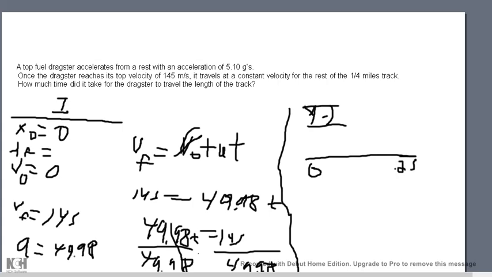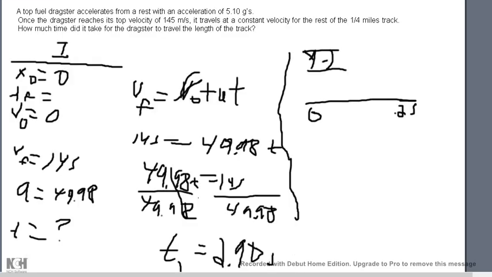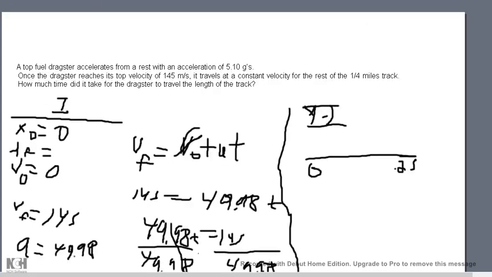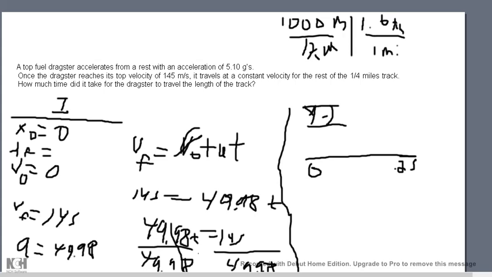Okay, now here comes the problem. We've got to convert 1/4 mile into kilometers, into meters. So watch how cool this is. Let me do it up here. I know there are 1,000 meters in 1 kilometer. I know there are 1.61 kilometers in a mile. I know you can't read that, so you're going to have to listen.